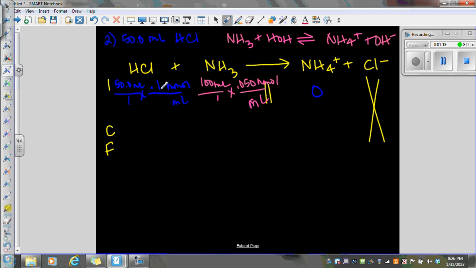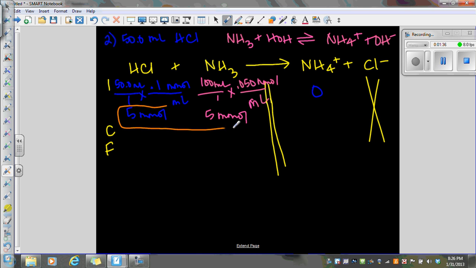So, stoichiometry first. Still have 0.1 molar, so 50 times 0.1 is 5 millimoles. If you remember from our calculations before, we had 5 millimoles of ammonia. So you will now know you're at the equivalence point because these two, H plus and OH minus, or acid and base, are equal. Now, for a weak acid strong base or a weak base strong acid, the pH at the equivalence point is not going to be 7. So you have to continue calculations.